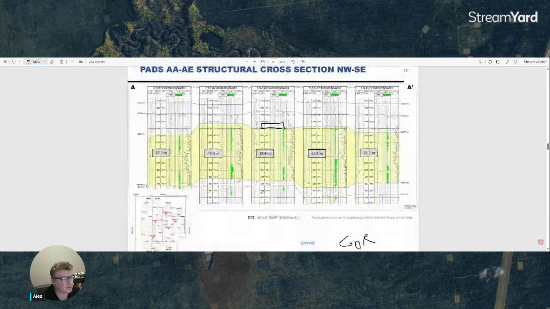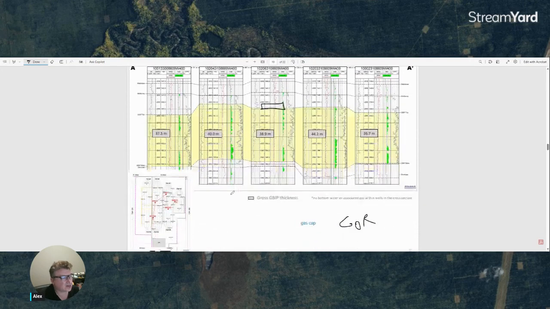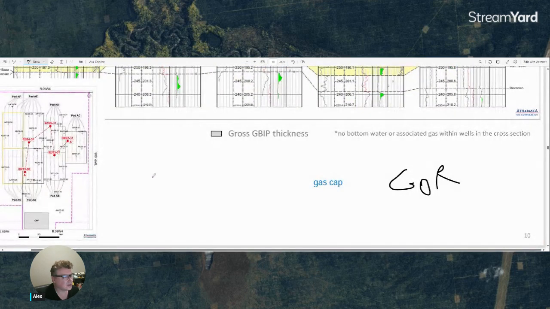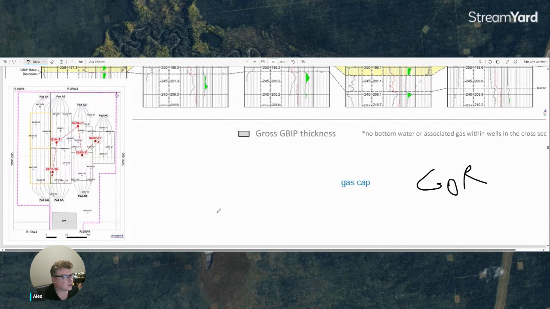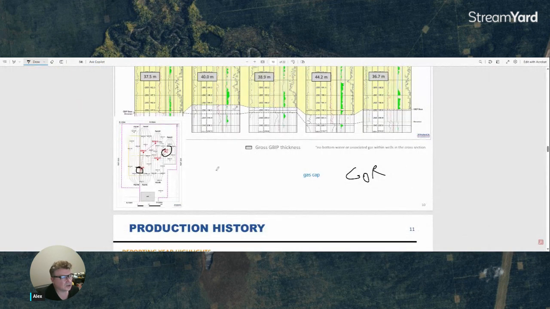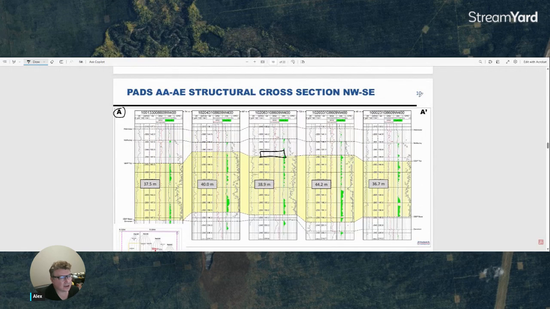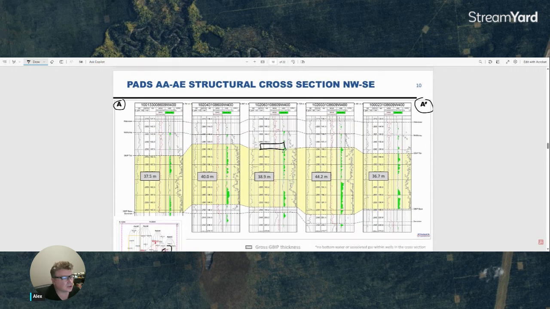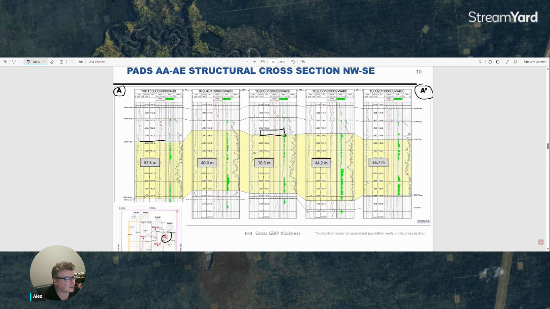Okay, as we continue looking here, we have a cross section, and maybe I'll zoom in right there. This is A, and this is A prime, whatever. So we go from A to A prime. What you see here is basically the pays. Sorry, I'm running blank on some of the definitions here. And we basically see a 37.5 meter pay.